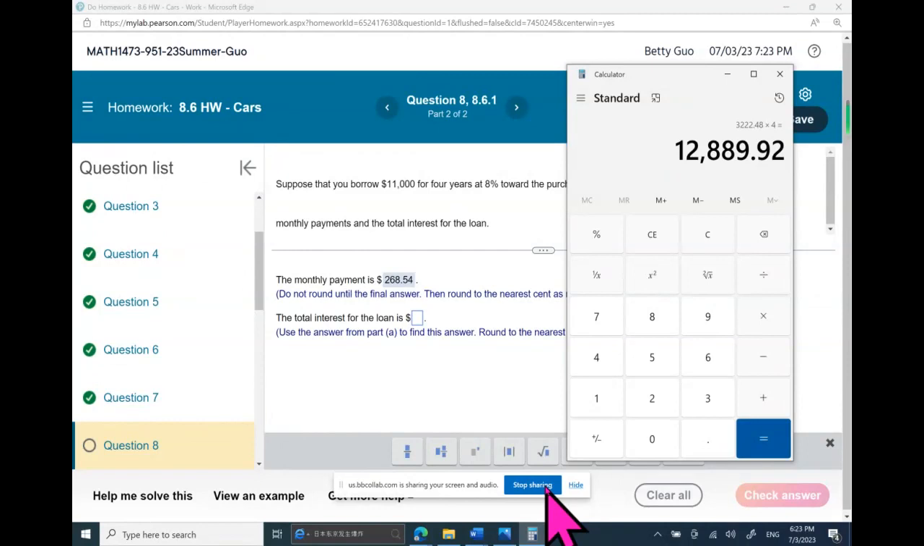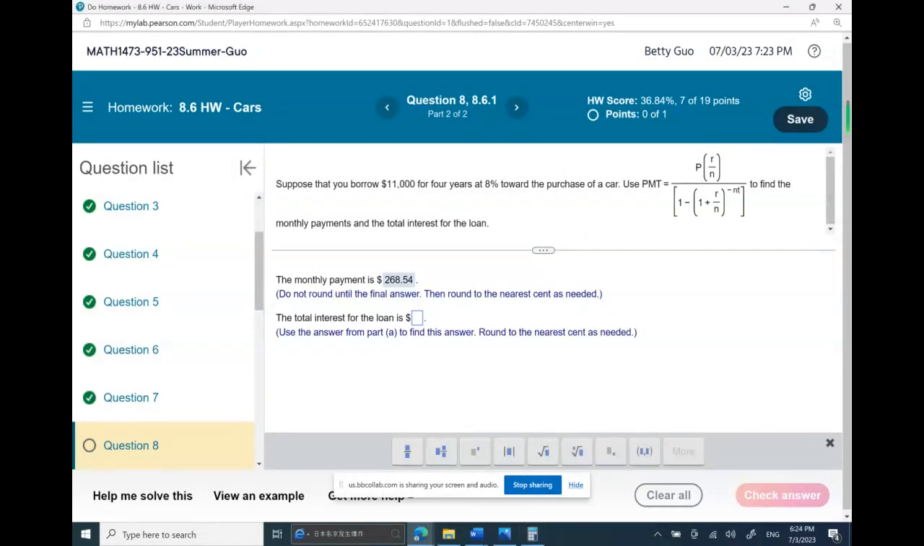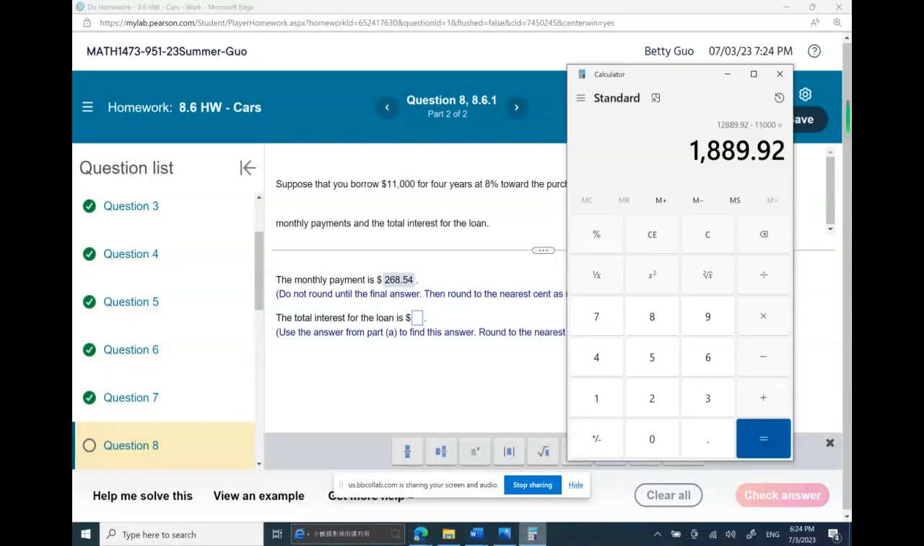But how much money do you owe? You only owe 11,000. So if we subtract, from the money you pay over the 4 years, the money you owe, 11,000, the difference is going to be the interest. Round to the nearest cent as needed. So it's going to be 1889.92.